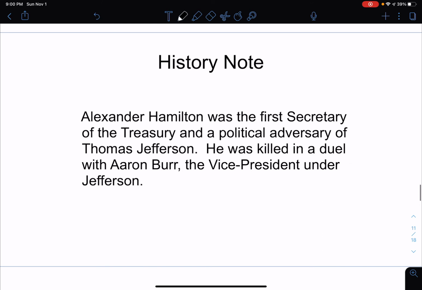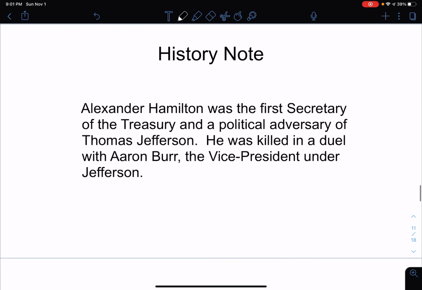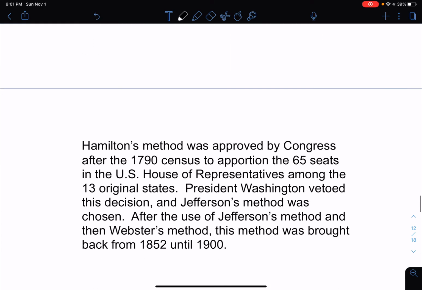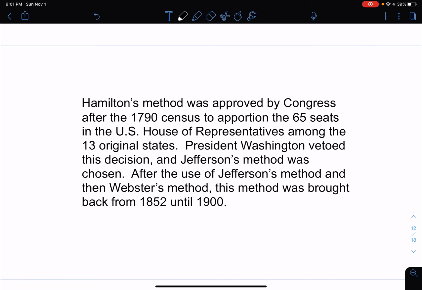So a little bit about Alexander Hamilton. Add him to your mathematician list. He was the first Secretary of the Treasury, and he and Thomas Jefferson did not get along politically. And he ended up getting in a duel with Thomas Jefferson's vice president, Aaron Burr, and he was not on the winning side of that duel, unfortunately. So he lost his life a little early due to that. And even if he had lived longer, he would have probably been disappointed, because after the 1790 census, there were 65 seats in the U.S. House of Representatives to apportion among 13 original states at that point in time.